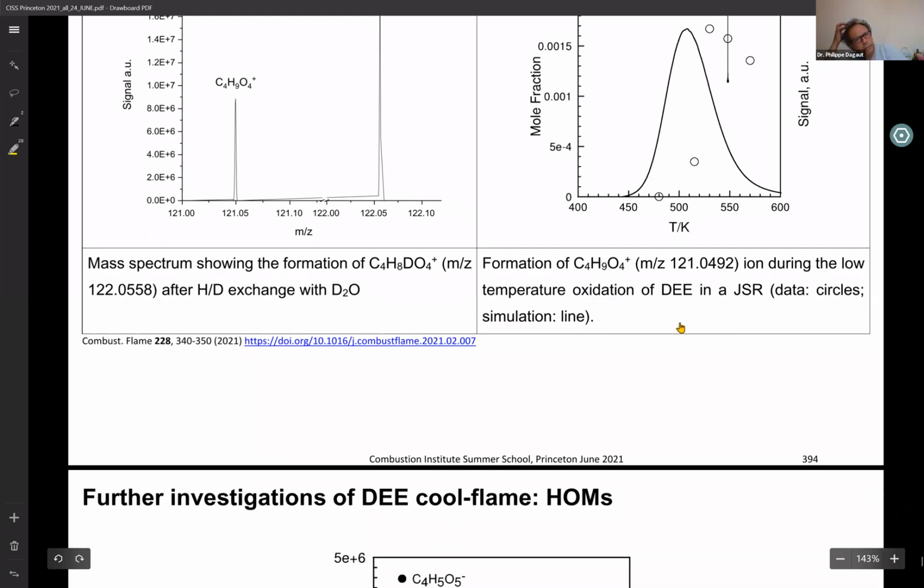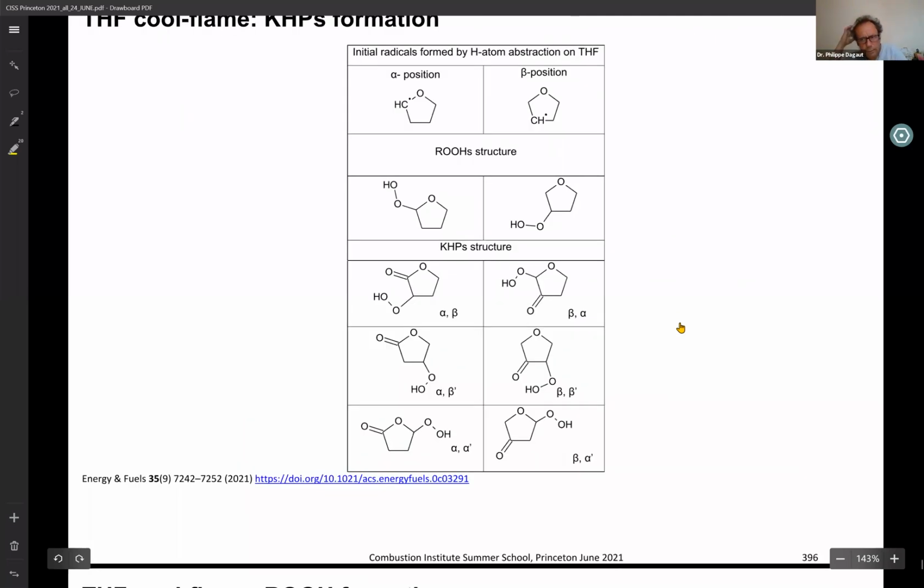We also looked at the oxidation of another potential biofuel, THF. THF is relatively simple because there are 2 types of CH2 groups, and then you can form only these 2 different hydroperoxide and these 6 different ketohydroperoxide. And we tried to look at these. This is what we could observe.